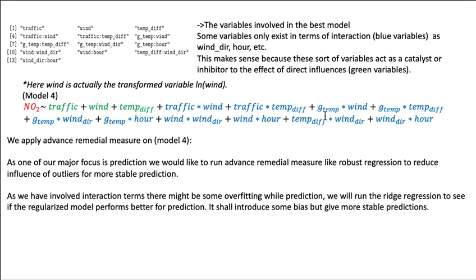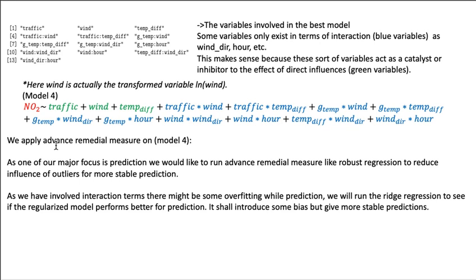Yeah, similarly, ground temperature and wind, and a lot of these interaction terms can be interpreted. Details, the coefficient values and so on, can be seen in the document. For now, this is our best subset model.